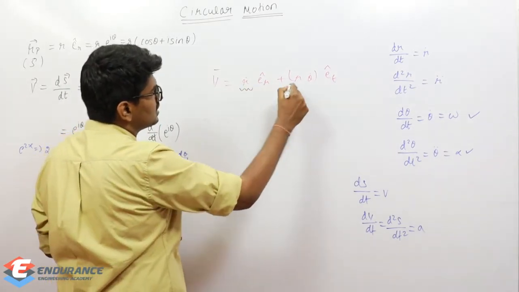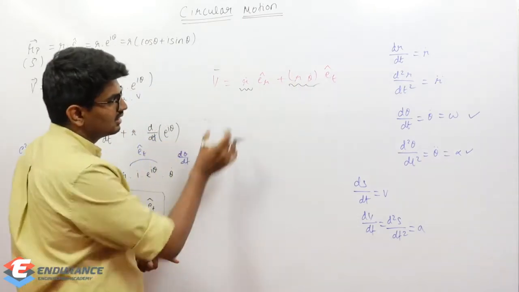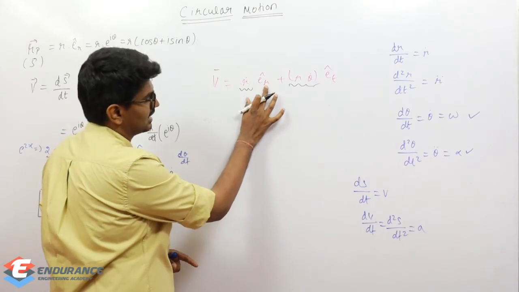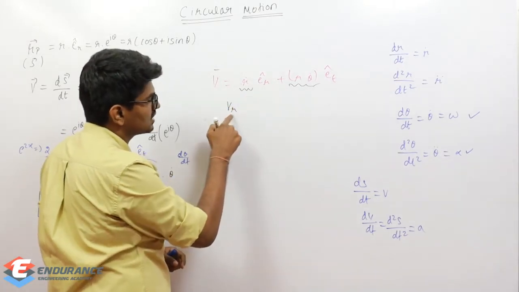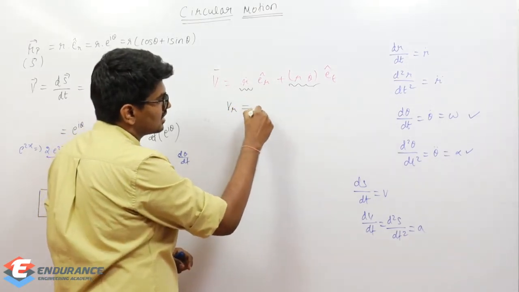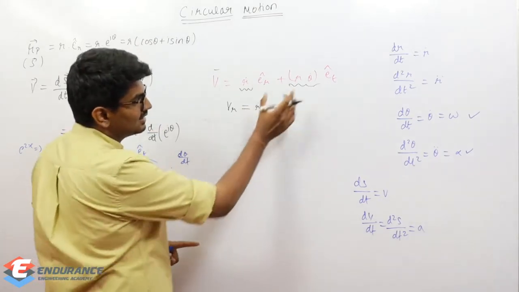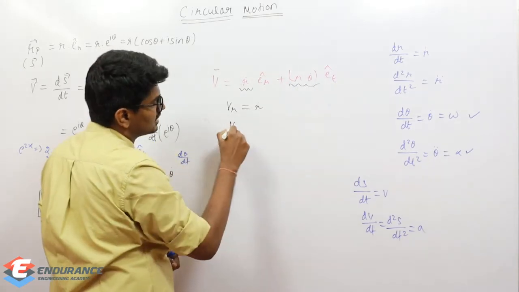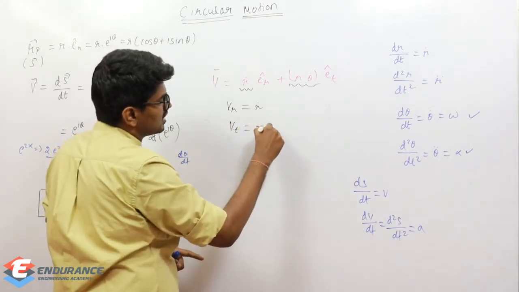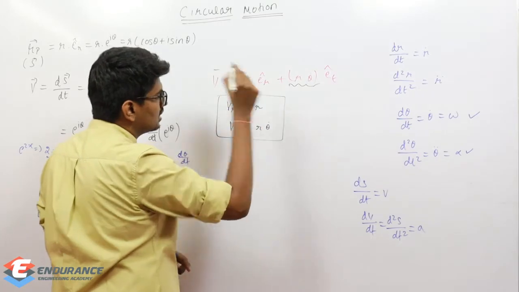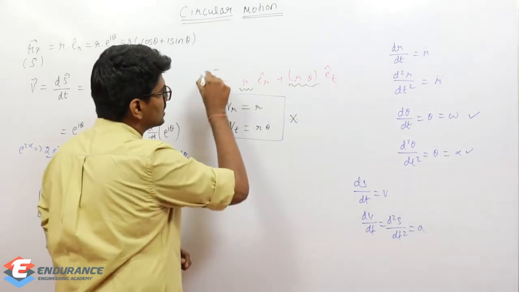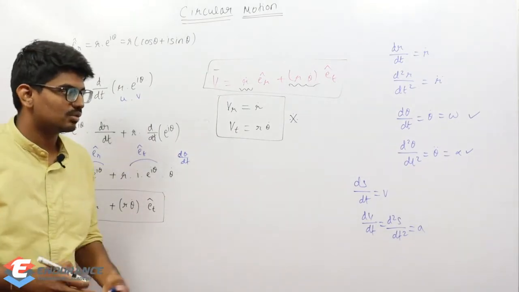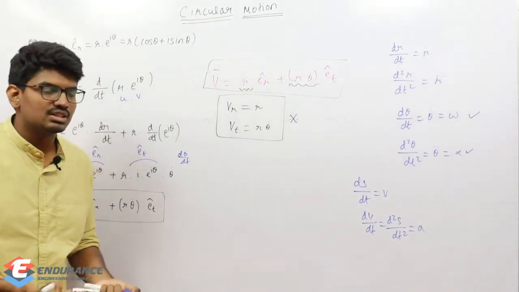So what could be this term and what could be this term? This is the component of velocity vector in radial direction. So the component of velocity vector in radial direction is r dot. This is the component of velocity vector in tangential direction, so vt, which is going to be r into theta dot. Very important. Final conclusion, you just remember this. We will be doing problems, we will be analyzing circular motion. That time you can understand it in a much better way.